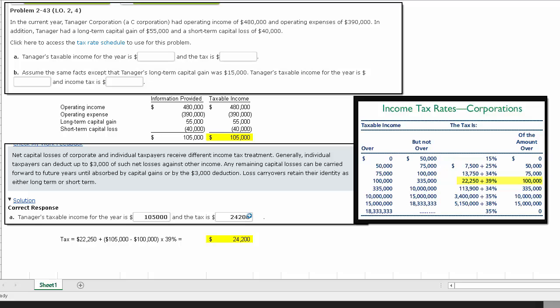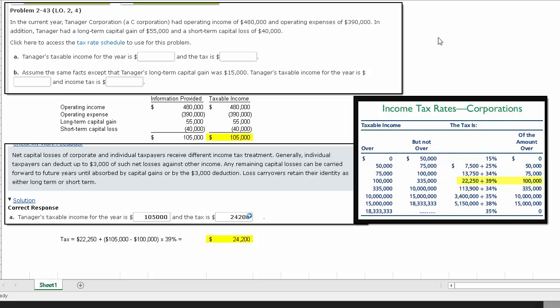Hi everyone, let's take a look at this problem where we're asked to calculate taxable income and then determine what the tax would be. So here's the problem right in front of you. It says in the current year, Tanager Corporation, a C corporation, has operating income of $480,000 and operating expenses of $390,000. In addition, Tanager, or Tanager, I'm not sure which it is, had a long-term capital gain of $55,000 and a short-term capital loss of $40,000.